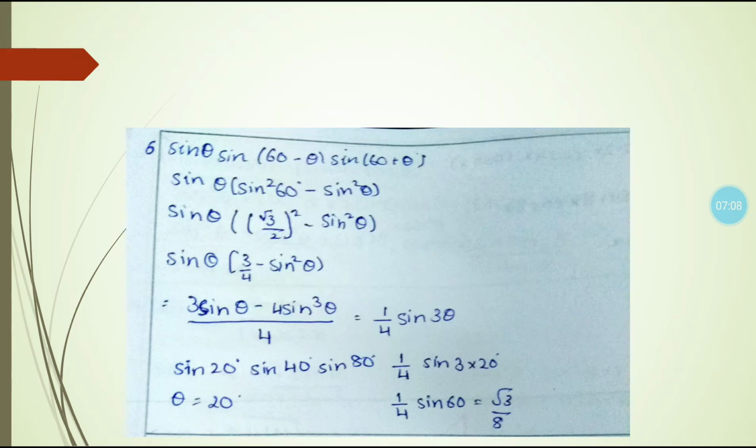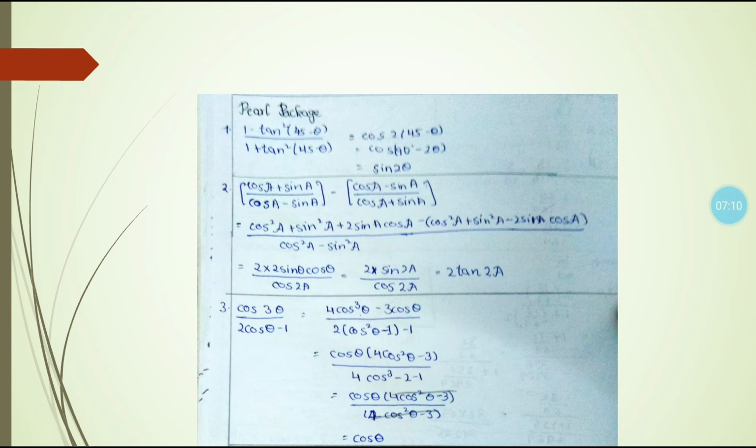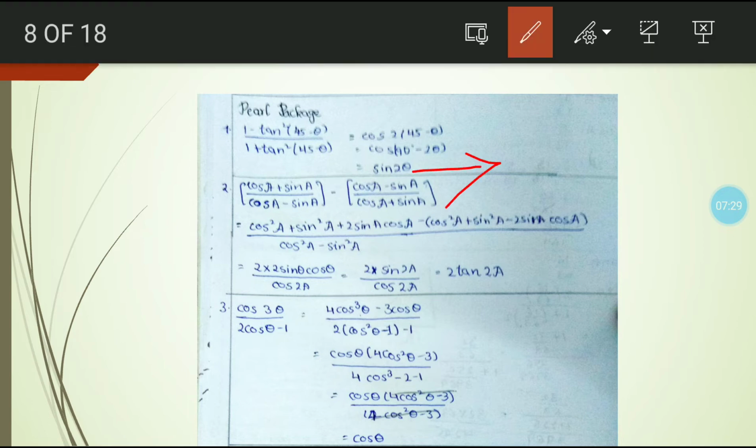Now next question we will. Now Perl package. Classroom packages we will know Perl package. Now first question, 1 minus tan square 45 degree minus theta, 1 plus tan square 45 minus theta. So if we solve you will get the answer as sine 2 theta, that is A.